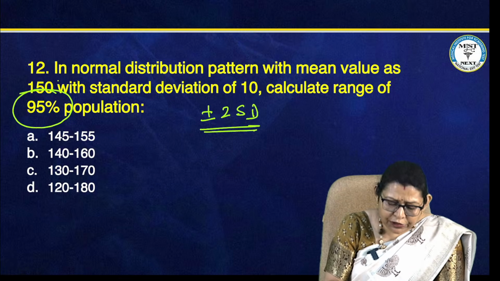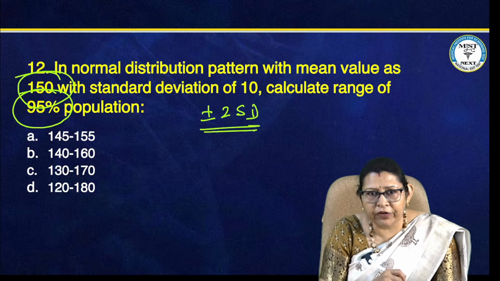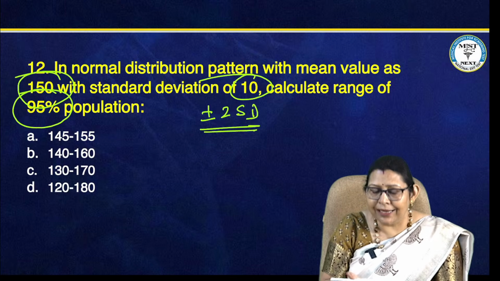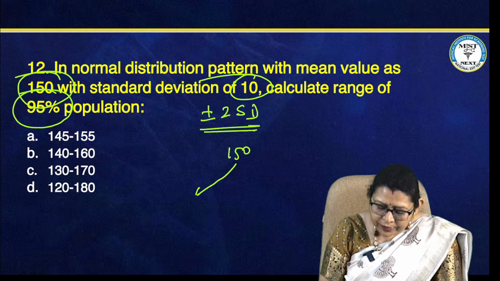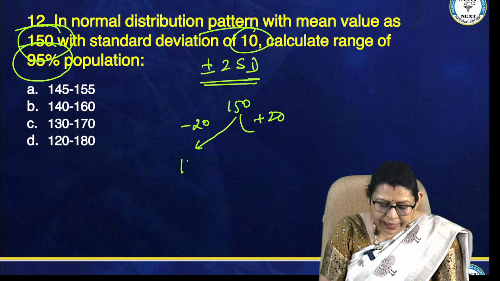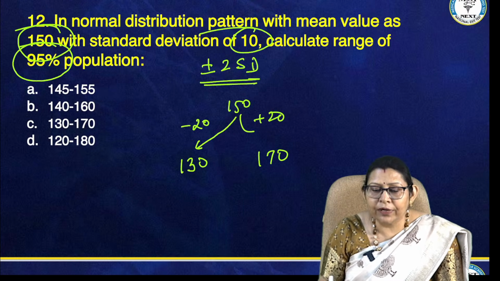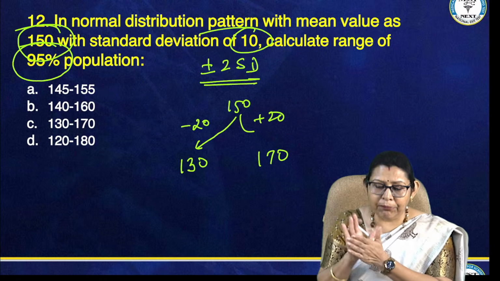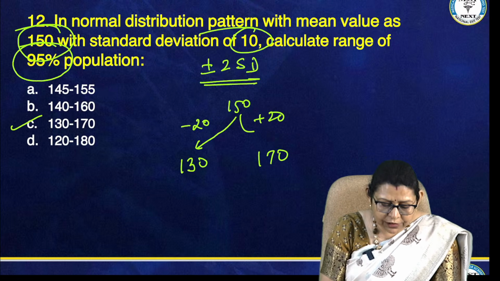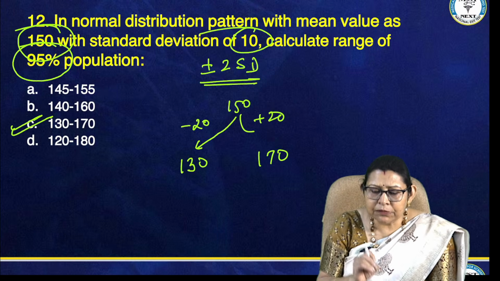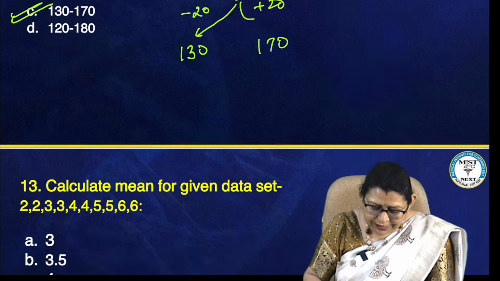Very simple question: how much is the mean value? 150. How much is the standard deviation? 10. So twice of this 10 is 20, so 20 less and 20 more than 150. What will be your answer? It is 130 to 170. And you all have already started answering quite correctly, so a big clap for all of you. 130 to 170 will be the range. Many times this type of question is asked in the exam.